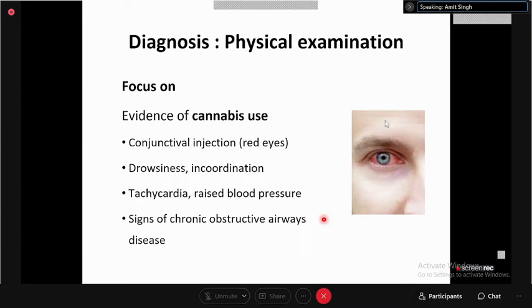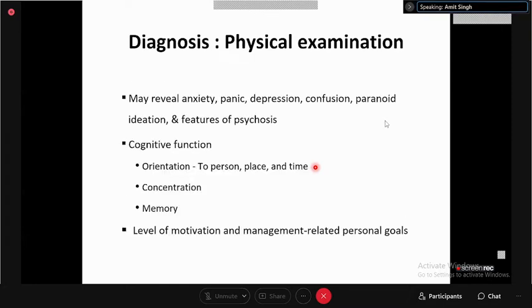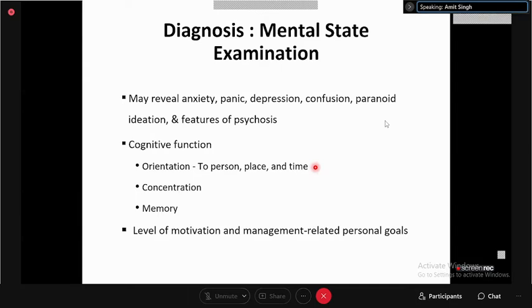One should look for conjunctival injection, which is quite apparent in people who have recently consumed cannabis. There may be shortly red eyes, then there may be drowsiness or incoordination. There may be associated tachycardia or raised blood pressure, and there may be signs of chronic obstructive airway disease in such individuals. Now, one can also find on the mental status examination several associated psychiatric manifestations, including anxiety, panic, depression, confusion, paranoid ideation, and features of psychosis.